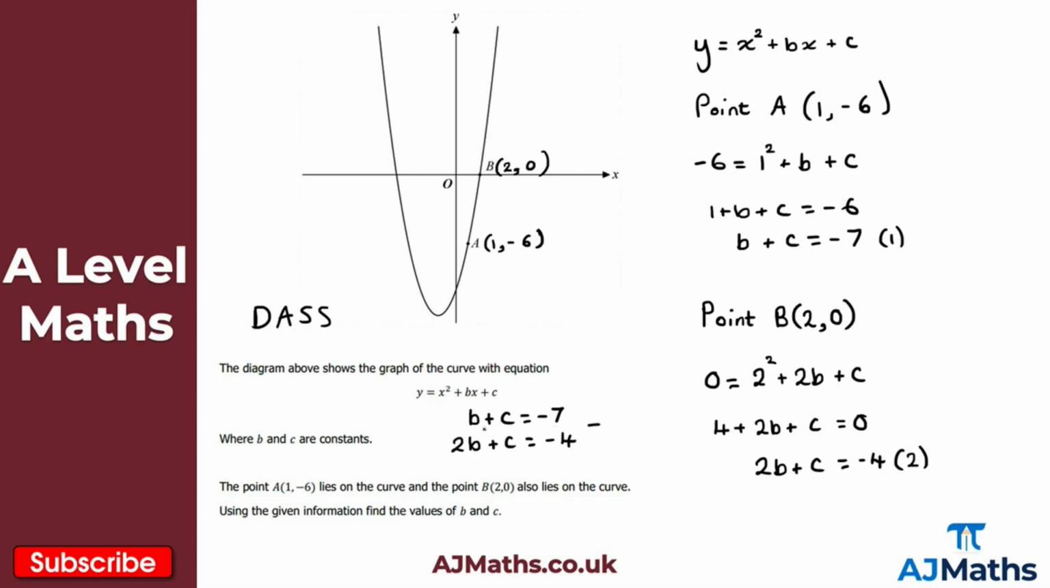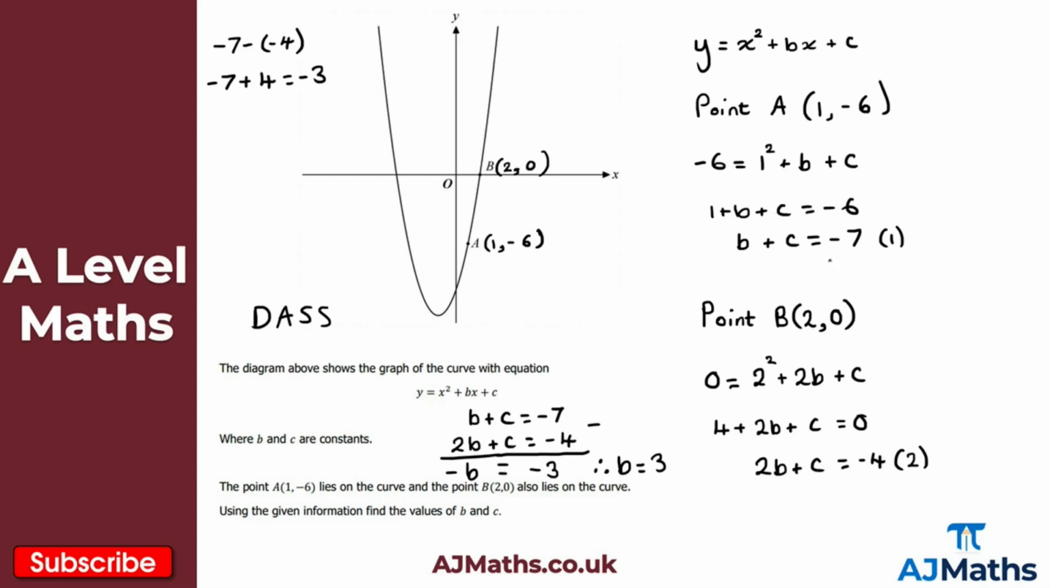So b minus 2b, so that will give me minus b here. c minus c, that'd be 0. And in that case, then minus 7 minus 4. So just be very careful here. So minus 7 minus 4, that's the same as minus 7 plus 4. And in that case, we get minus 3. So I've got minus b is equal to minus 3. So in that case, we get that b is equal to positive 3. And once we've got the value of b here, it's pretty straightforward to work out the value of c. Substitute into either equation 1 here or equation 2.